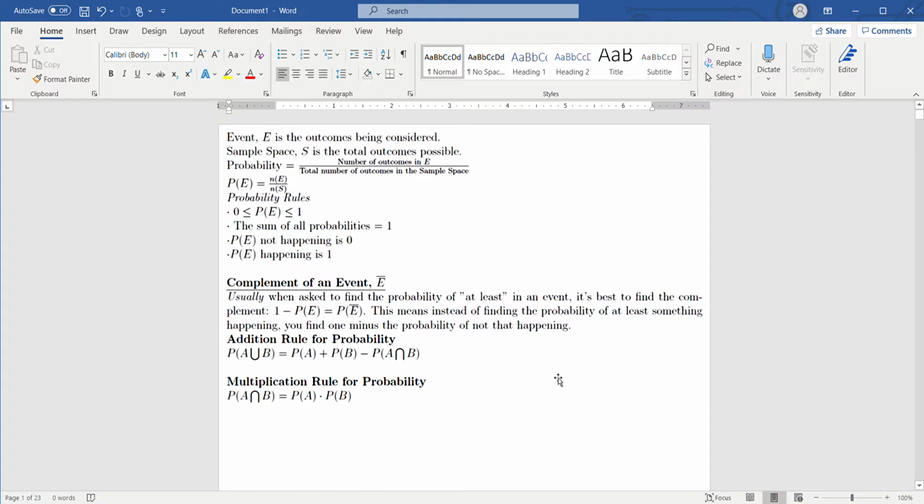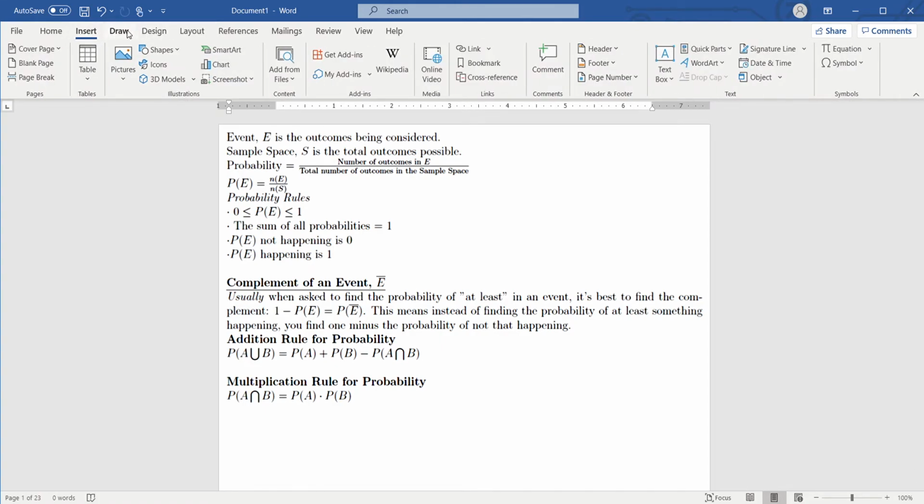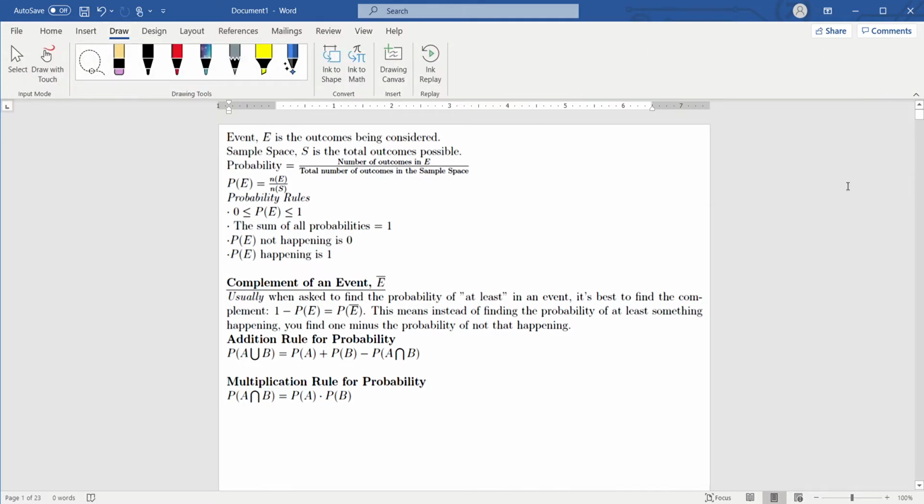Hello, this video is going to be a start for probability. Now you're going to see a lot of symbols here, ways to write things, and I'm going to focus mainly on gaming probability, basic gaming probability.